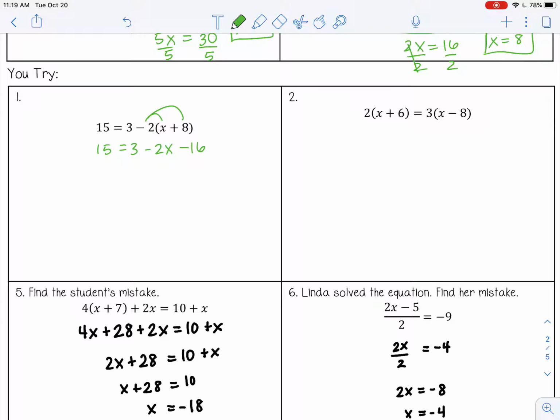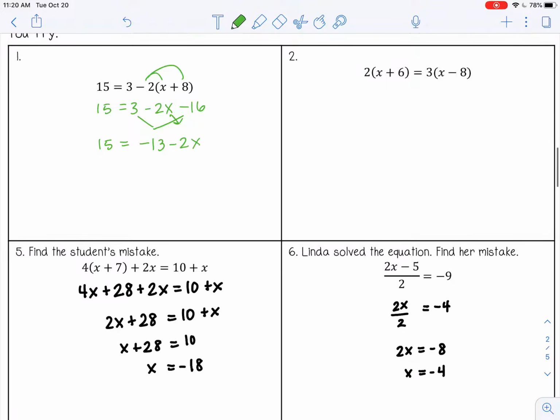Now we have some like terms on the right side. We have a 3 and a negative 16. So let's combine those. 3 minus 16 is negative 13. And then I'm just going to bring down my negative 2x. Lots of negatives going on here.